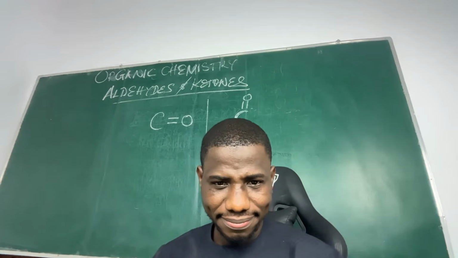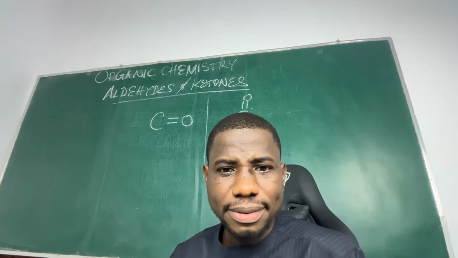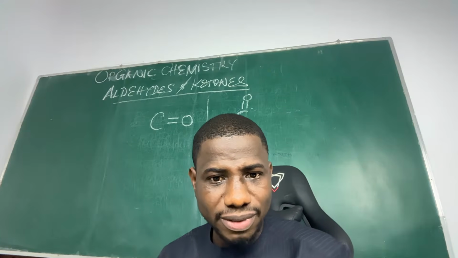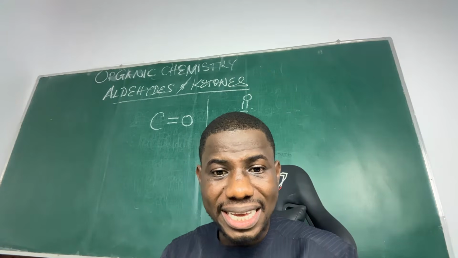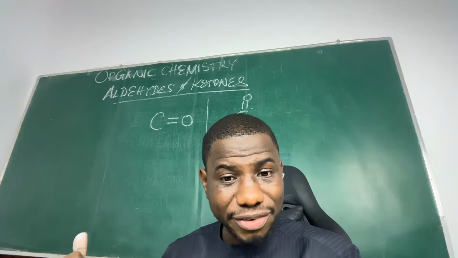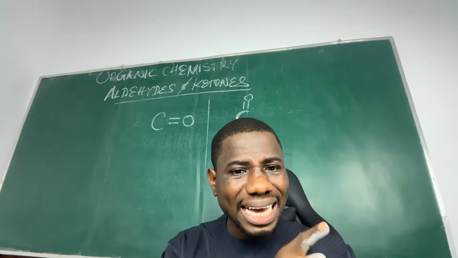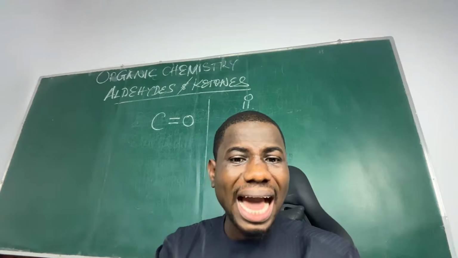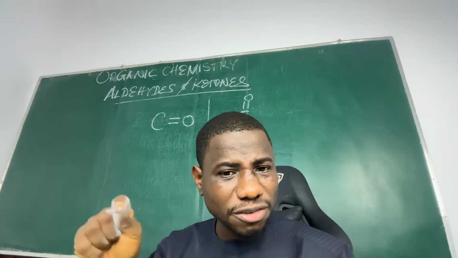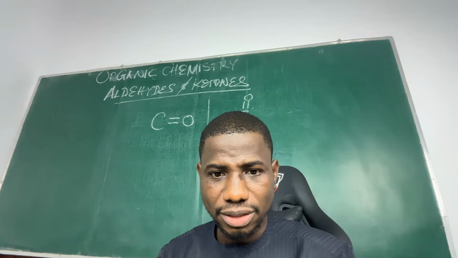Now listen. I want you to know that the polarity of this carbonyl group is what determines the chemical properties, the reactivity, of these aldehydes and ketones. Do you observe something? Both aldehydes and ketones have a carbonyl group, which is just a carbon bonded to oxygen with a double bond. And because oxygen is more electronegative than carbon, that carbonyl group is polar. Does that make sense to you?